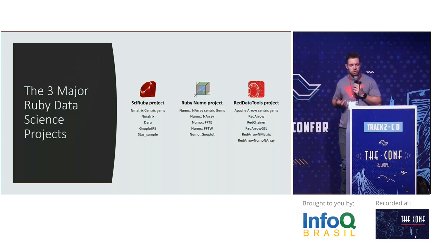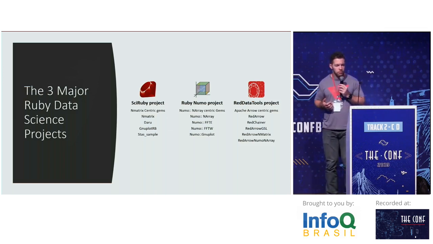Some of the drawbacks of SciRuby is that N-matrix, as I said before, is really slow for large amounts of data. There is a bug for that, but this bug is open in the projects for the last 4 years, and apparently no one is solving that.